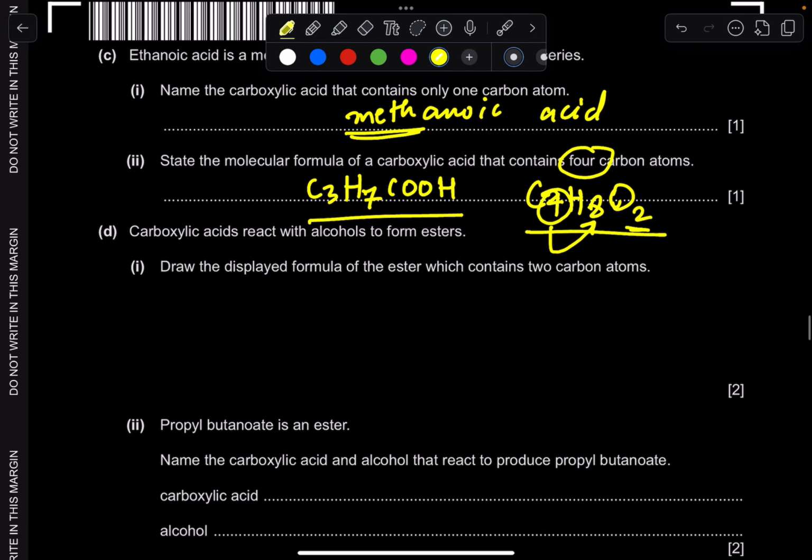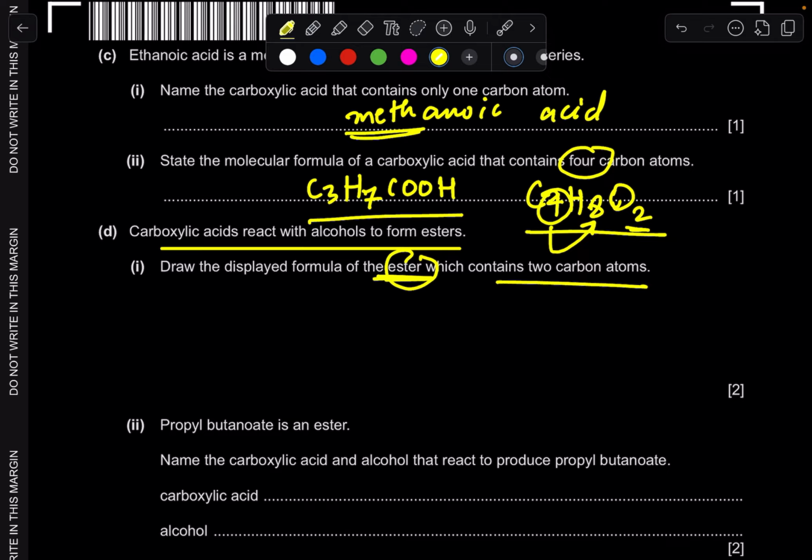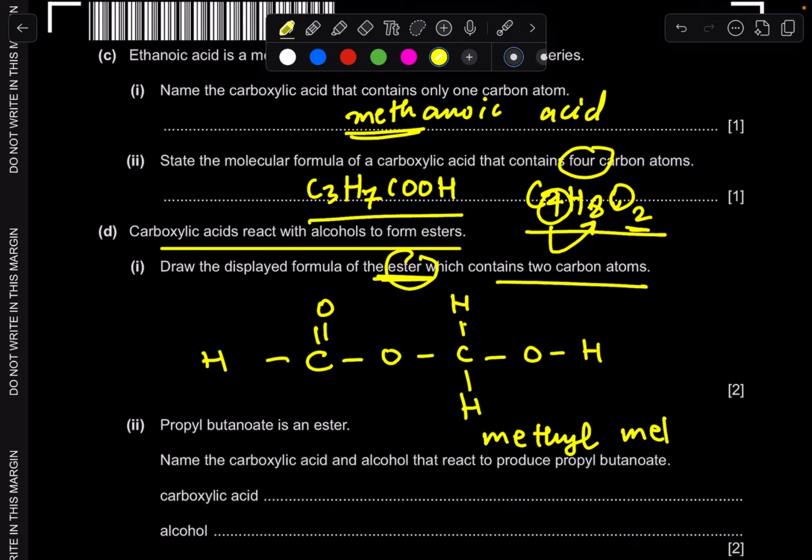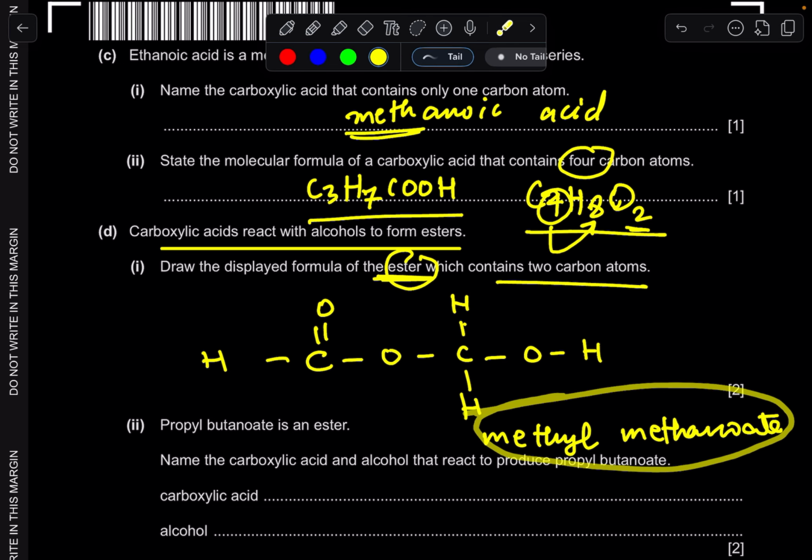Draw the displayed formula of the ester which contains 2 carbon atoms. Okay, so the ester which contains 2 carbon atoms is going to be between methanoic acid and ethanol, or ethanoic acid and methanol. Carboxylic acids react with alcohols to form esters. Draw the displayed formula of the ester which contains 2 carbon atoms. Okay, this is methyl methanoate. Sorry, that ethanol thing that I was saying previously, just forget it. We can only form methyl methanoate from this.